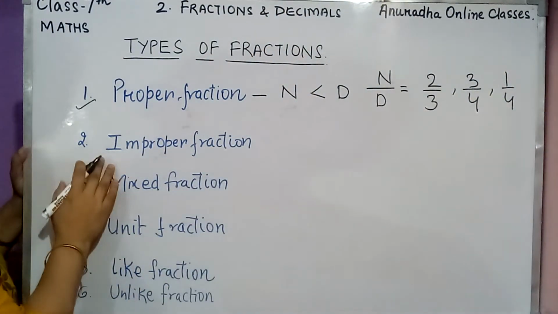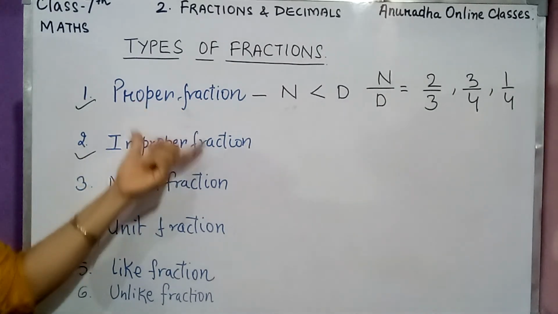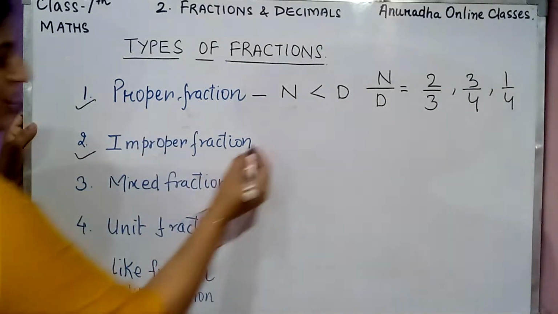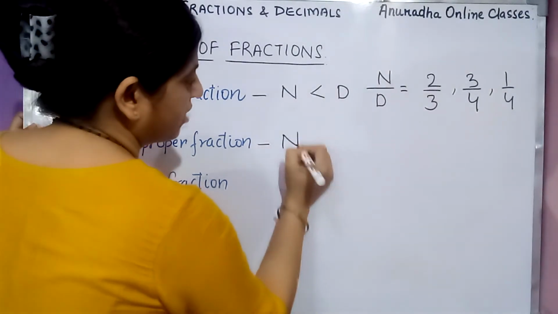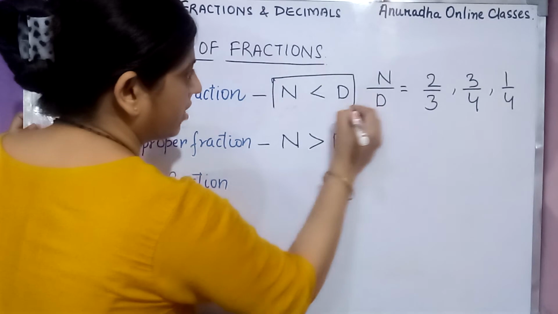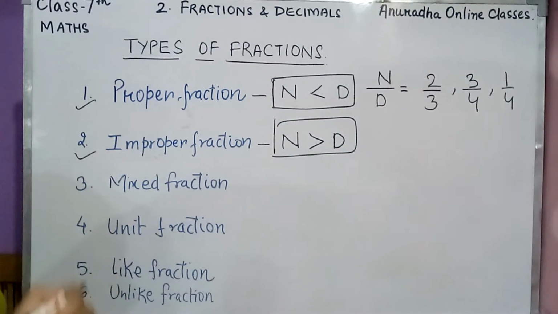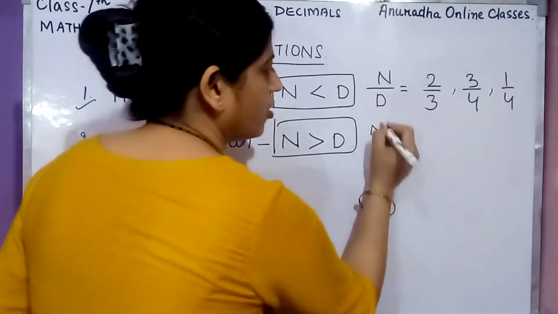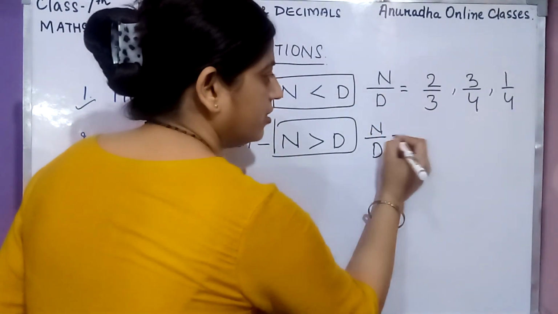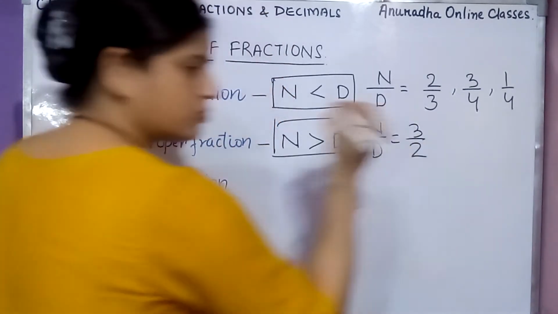Okay children, now let us come to the next. A fraction which is not proper is improper. Means when your numerator is greater than your denominator, then it becomes what? Improper. Now see, this is your numerator and this is your denominator. When your numerator is greater, that means 3/2.